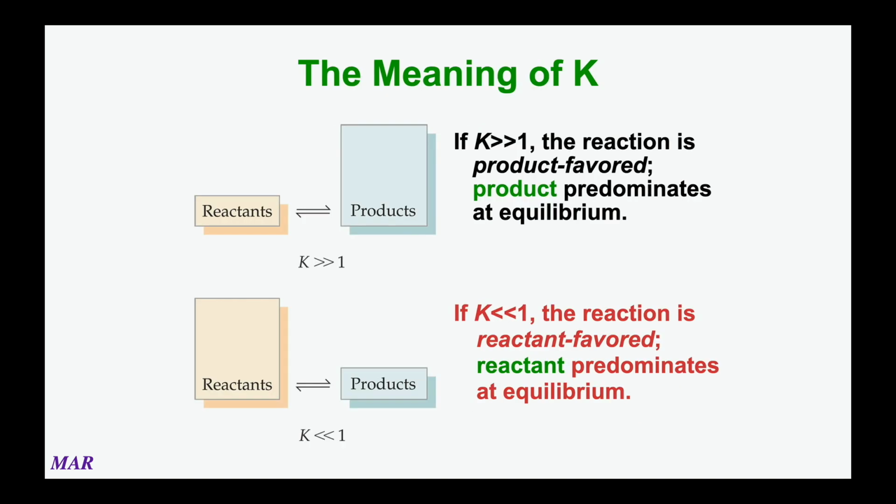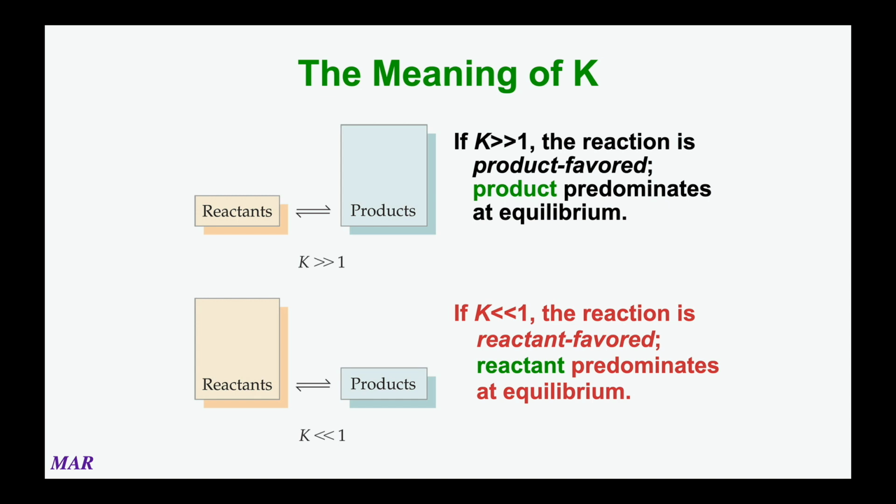The actual number that's associated with K will tell you if the reaction has more products or if it has more reactants. If your actual numeric value of K is larger than 1, that means you have a product-favored equilibrium. And that means that at equilibrium, you're going to end up with more products than you have reactants. On the other hand, if your K value is less than 1, that means you're going to have a reactant-favored equilibrium. And at equilibrium in those cases, you're going to end up with more reactants than you have products.